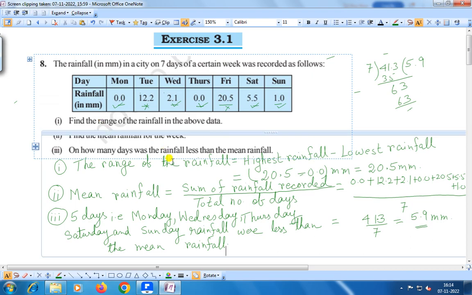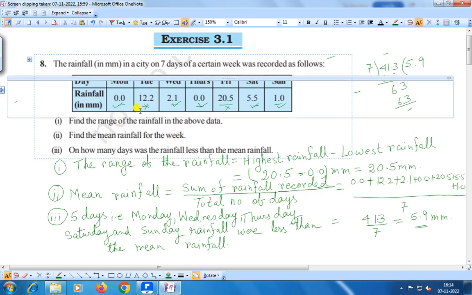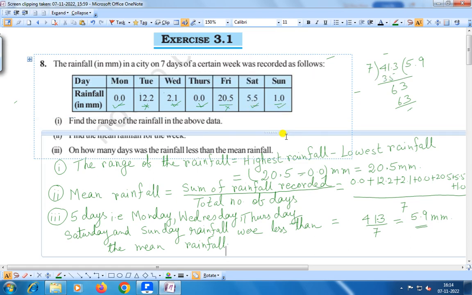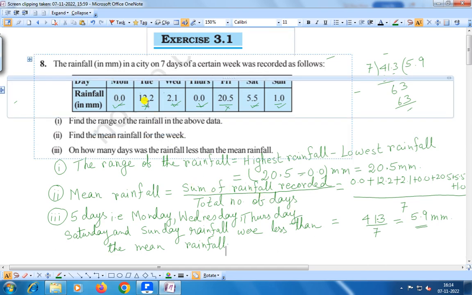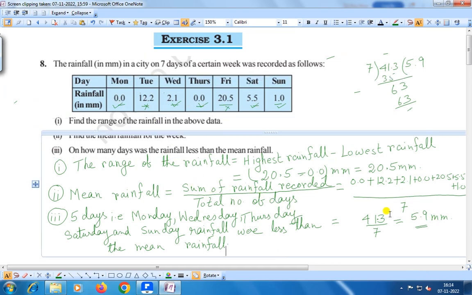Question number 2, find the mean rainfall for the week. Therefore mean rainfall is equal to sum of the rainfall recorded divided by total number of days. Sum of the rainfall recorded was 0.0 plus 12.2 plus 2.1 plus 0.0 plus 20.5 plus 5.5 plus 1.0 divided by number of days 7. 1, 2, 3, 4, 5, 6, 7, divided by 7. If you add these numbers, we are getting 41.3 divided by 7. It comes to 5.9 millimeter. Therefore, the mean rainfall is 5.9 millimeter.